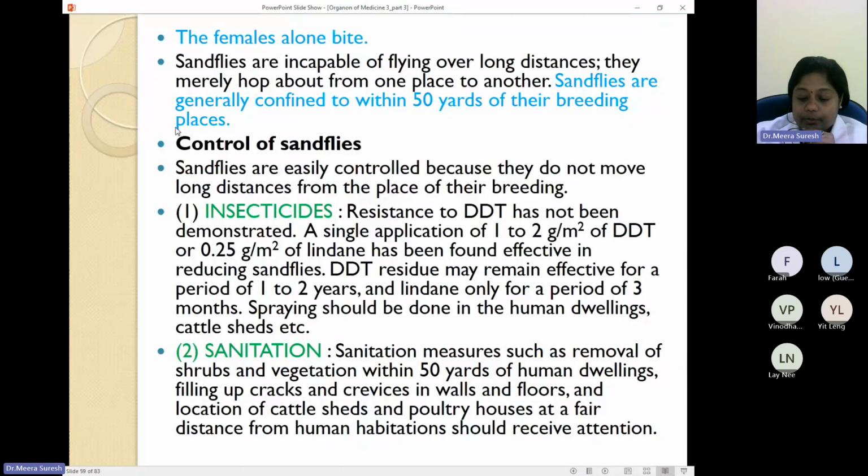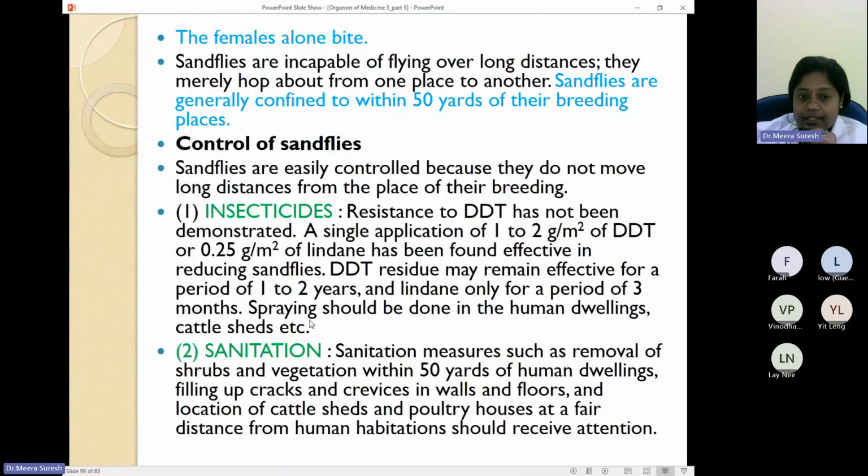So why do you need to remember that? When we are going to do the control measures, in an area where kala azar is endemic, we can effectively control the sandflies in a smaller area, because it is not going to a wider area, so we don't have to bother about controlling measures on a large scale. If we do the effective controlling measure within that smaller area where this organism will be seen, that itself is effective to kill the organism.